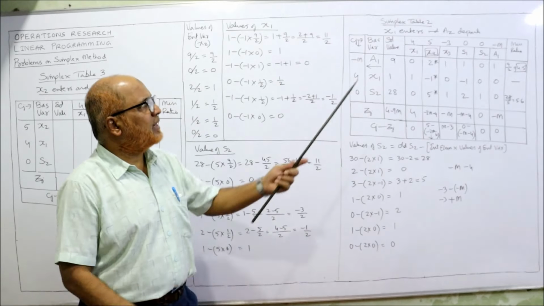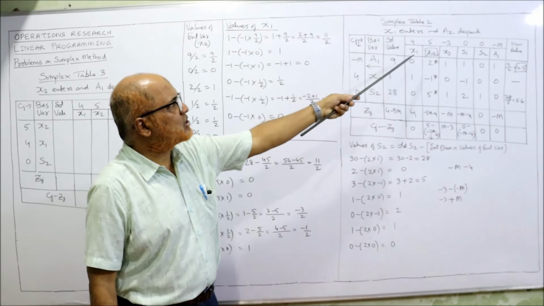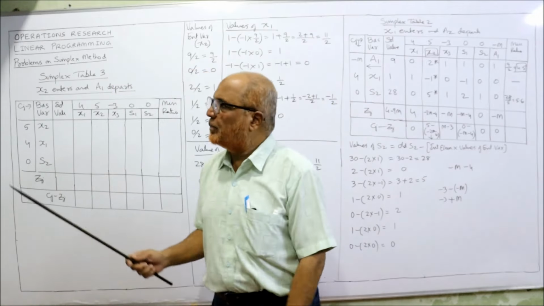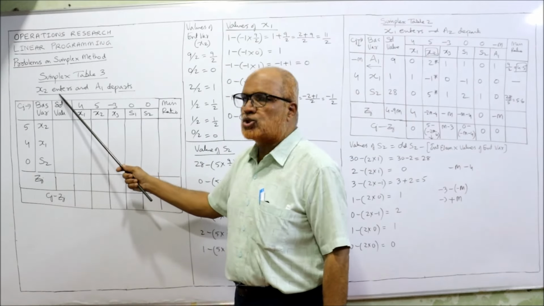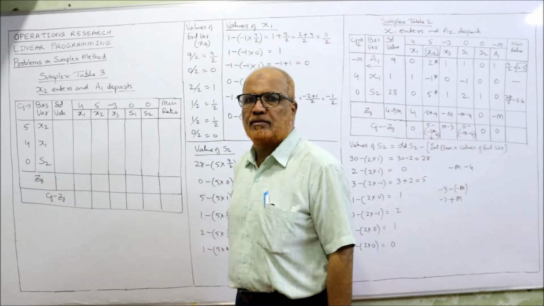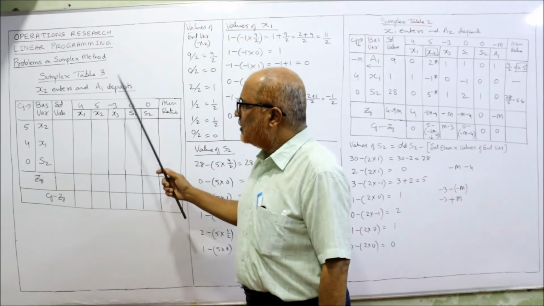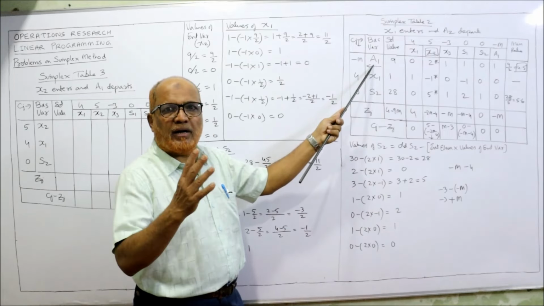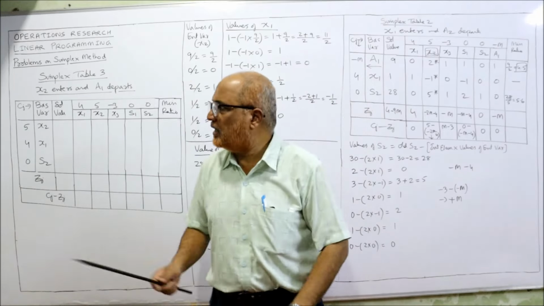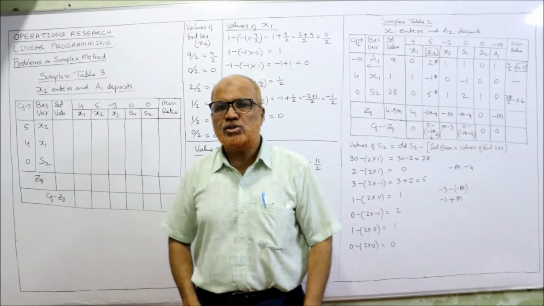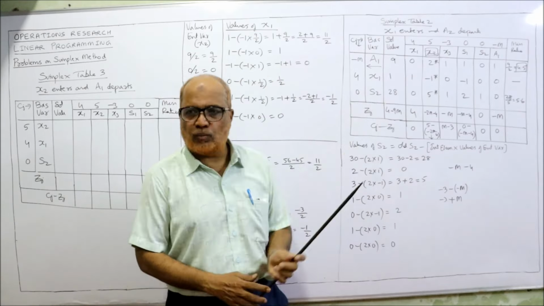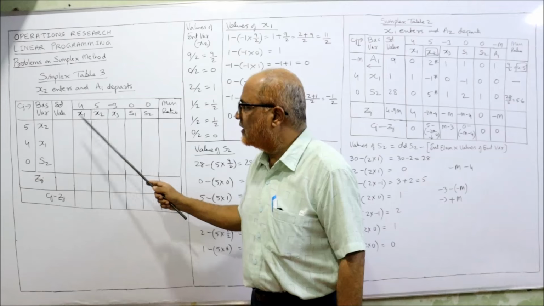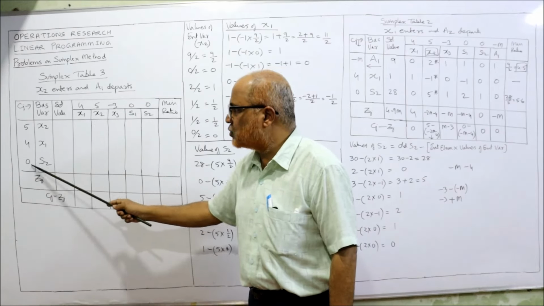Now, in simplex table number 2, we have decided that x2 will enter and A1 will depart in the next table, that is table number 3. Simplex table number 3, x2 enters and A1 departs, right? So this is the table. Here A1 was the first row. So A1 is departing. In place of A1, I am taking x2. Remaining two rows, same variables x1 and s2. The coefficient of x2 is 5, x1 is 4 and s2 is 0.